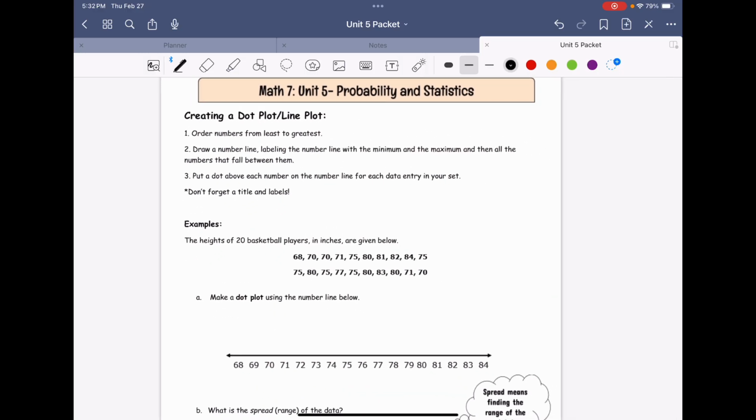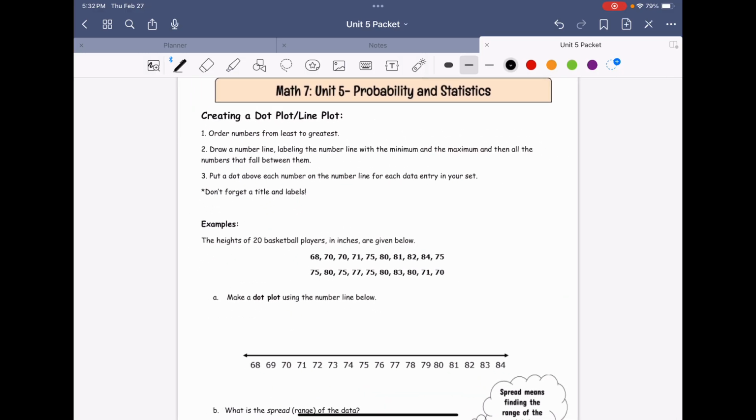Now we're going to actually use some information and create our dot plot. So these are the steps that are going to help us do that. Ordering our numbers from least to greatest can help us. Drawing a number line, labeling the number line with minimum and maximum, and then all the numbers that fall between them, and putting a dot above each number on the number line for each data entry in the set. So we need a title and labels. So we're going to make a dot plot using this number line below.